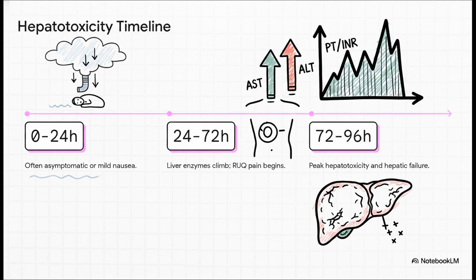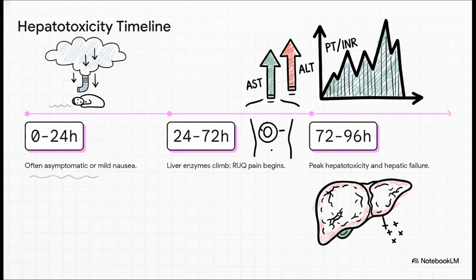The first 24 hours are quiet. We're talking mostly asymptomatic, maybe some mild nausea. It's just clinical noise. But underneath, the glutathione is draining fast. Fast forward to 24 to 72 hours, your AST and ALT liver enzymes start this incredibly steep climb, and the right upper quadrant pain hits.